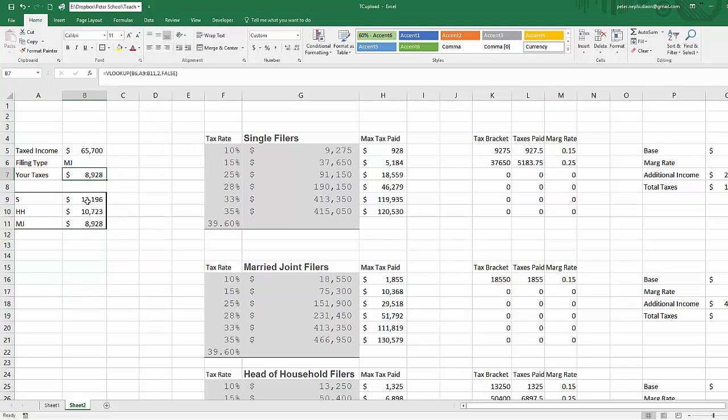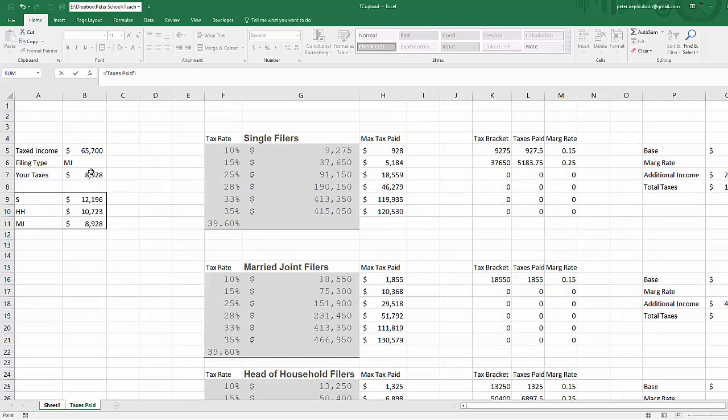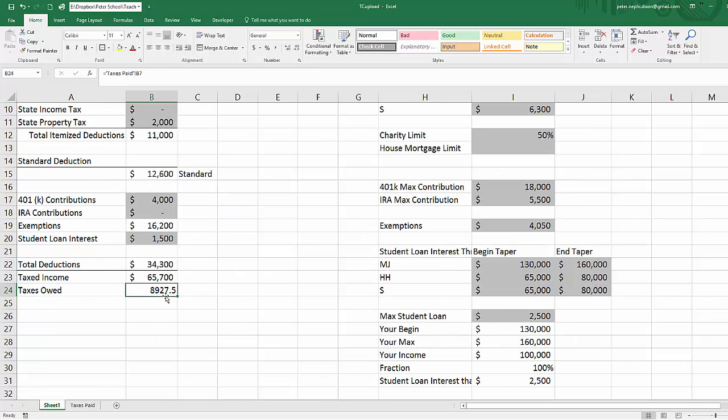So now this calculator right here, I'm going to rename this tab Your Taxes, or Taxes Paid, will end up calculating exactly how much taxes you owe. So now let's do taxes owed, and then we're just going to reference this to this taxes paid work document, and then let's format this.